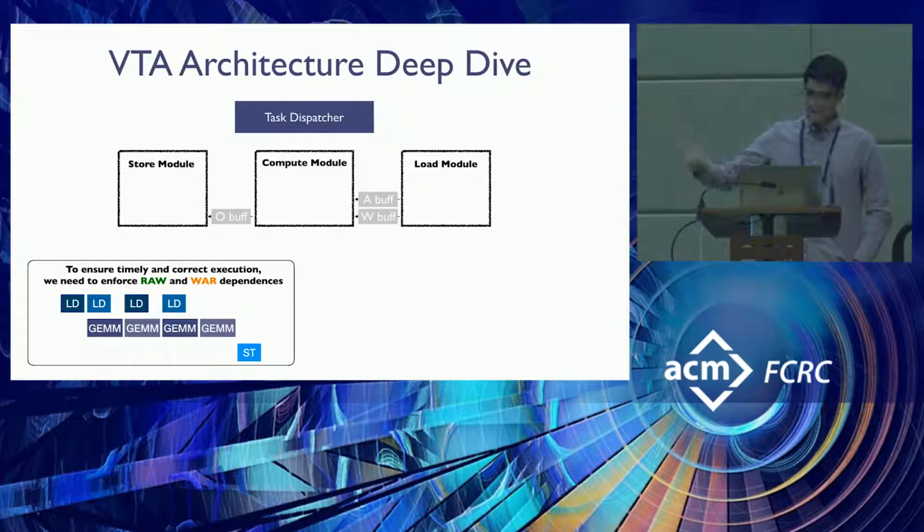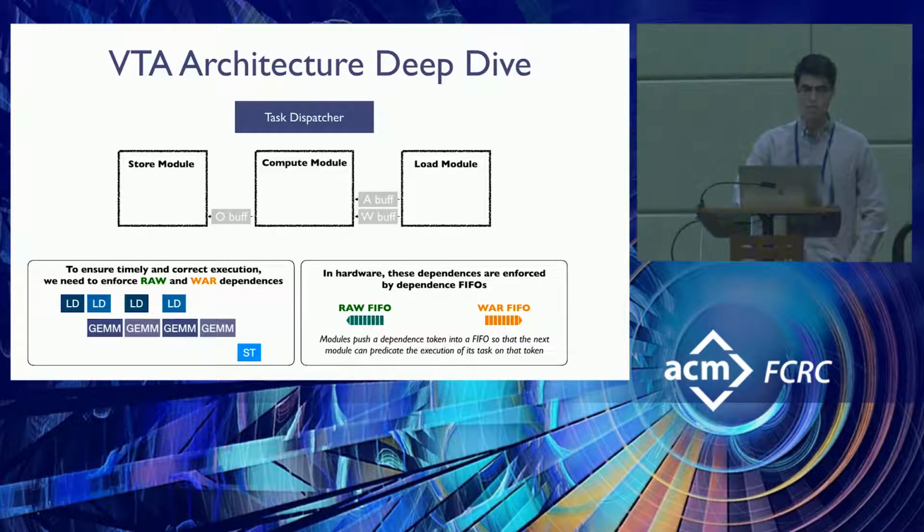When you look back at this pipeline diagram, if we want to guarantee timely and correct execution of our tasks, we need to enforce some form of dependency between these tasks. We categorize them into true and false dependencies. If you remember your computer architecture textbook, these are read after write and write after read dependencies. In order to enforce these dependencies between tasks, we use hardware FIFOs that connect a consumer to a producer or vice versa.